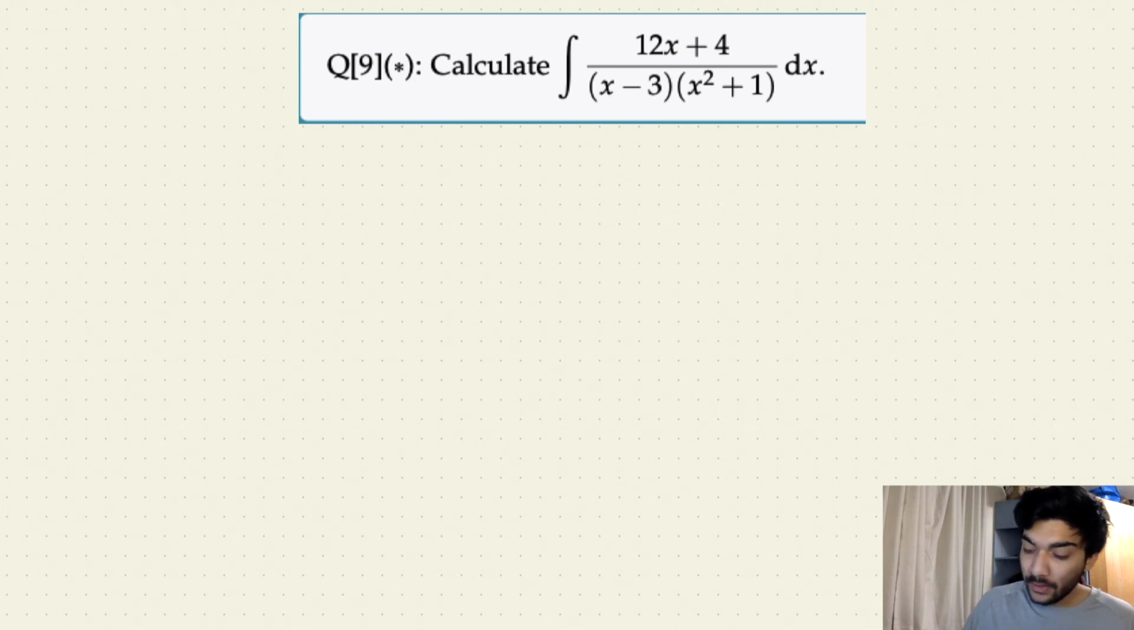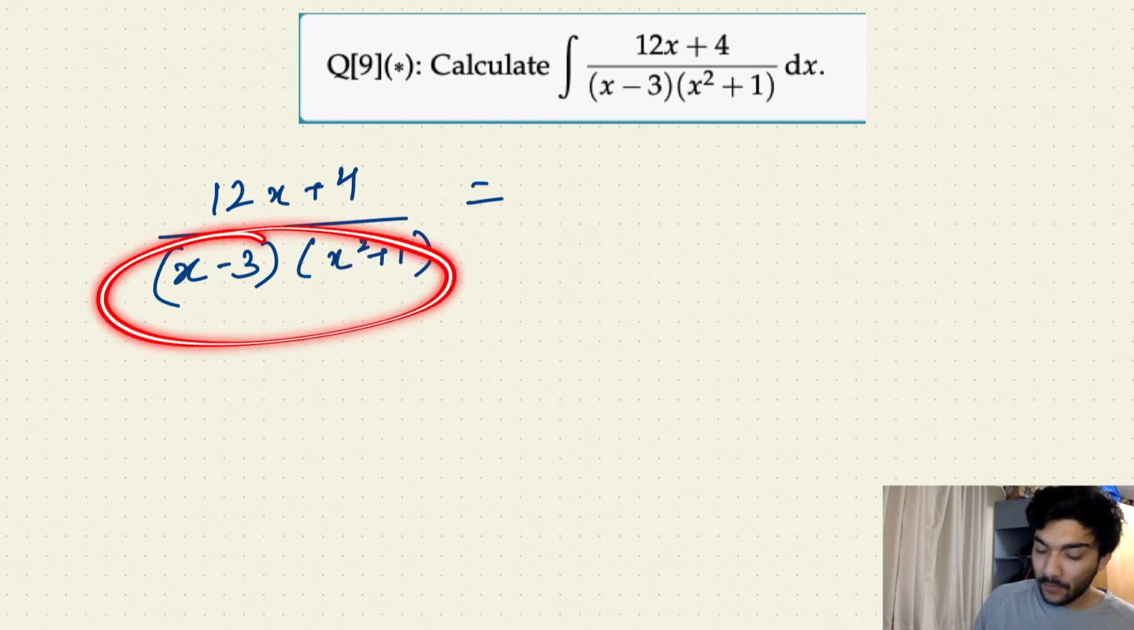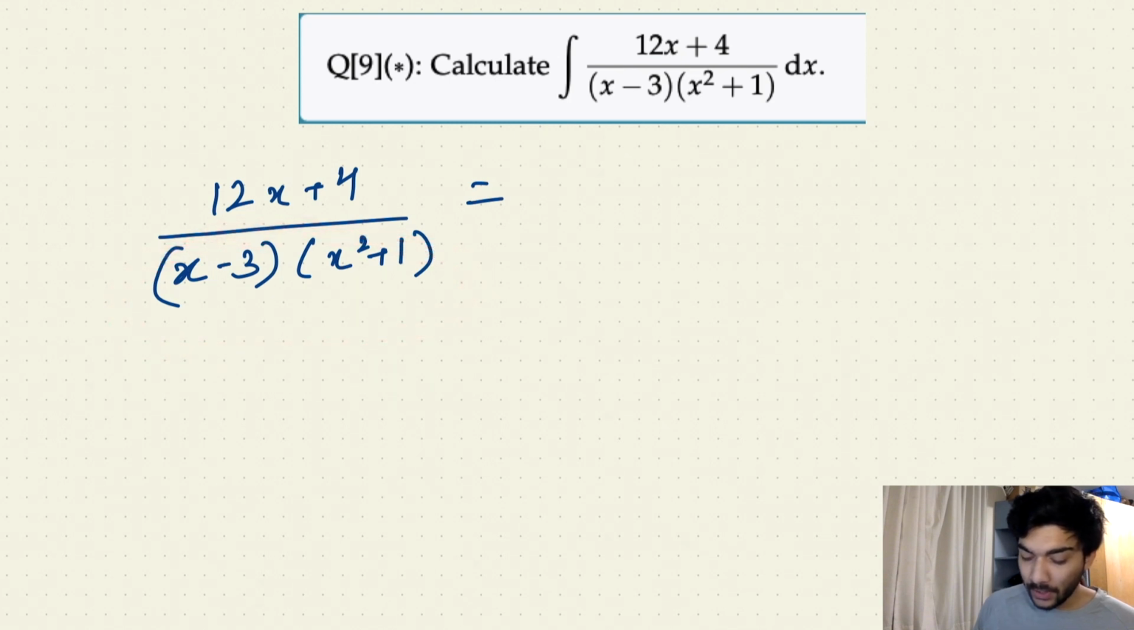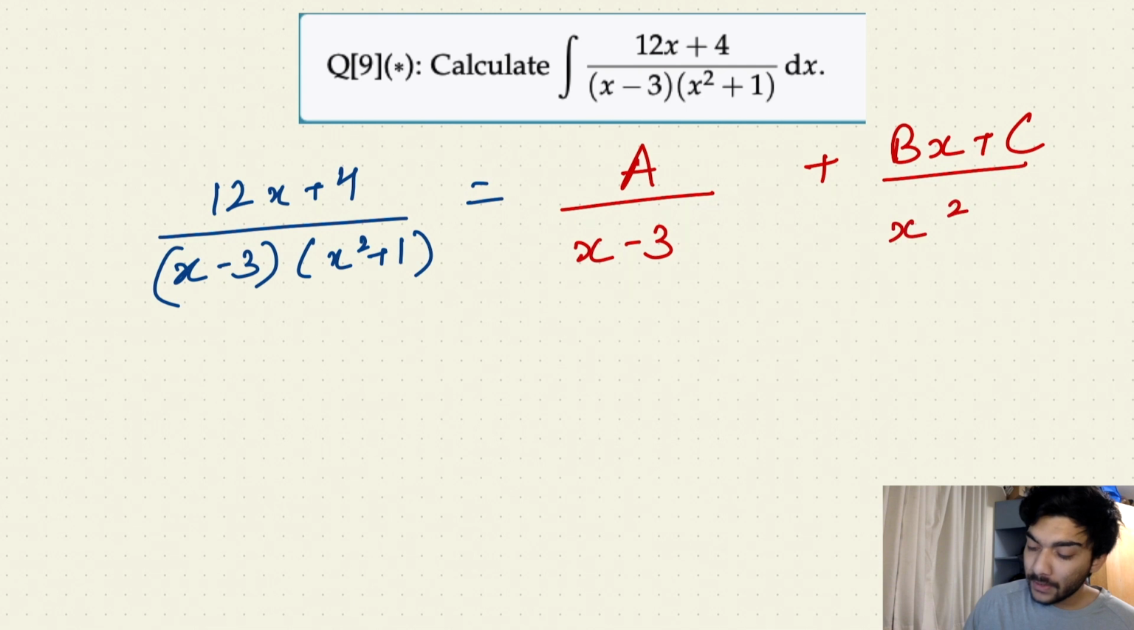So the expression that we have over here is 12x plus 4 upon x minus 3 times x squared plus 1, and the factored terms that we have in the denominator cannot be factorized further. So we know how to convert these type of denominator expressions into individual parts, which can be easily simplified by simply taking A upon x minus 3 for this term, and for this term we will write plus Bx plus C upon x squared plus 1, right?